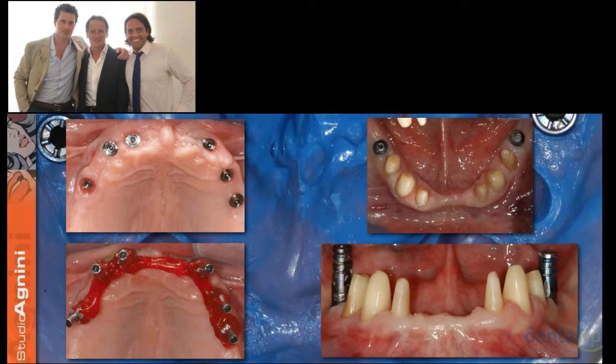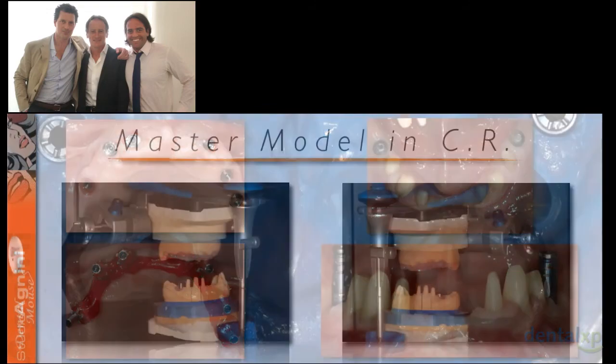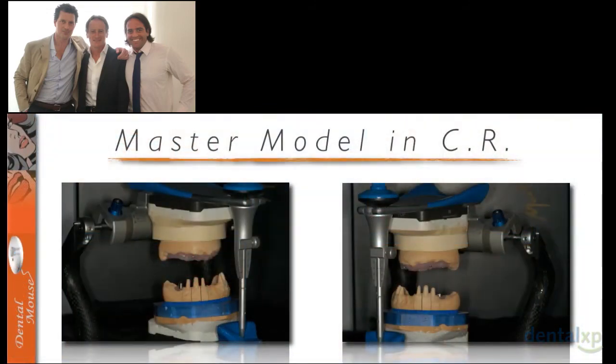literally being the key of this rehabilitation, because with this background, and with the new technology that we're gonna see in a little bit, we can be more aesthetic, we can be more precise, we can be more functional. So you see here we have our model, our master model, that is always the same, mounted in articulation in centric relation.